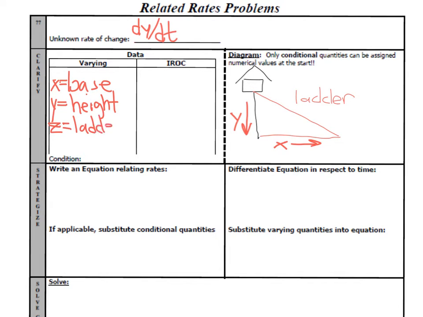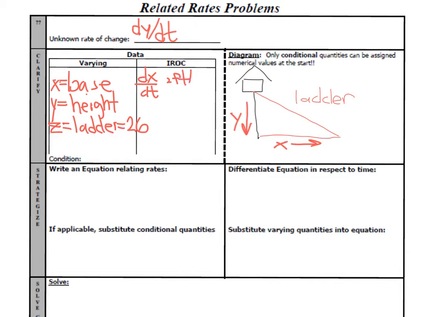Now we are told that the ladder is 26 feet long. Now that is a constant. So I'm going to say that is 26. I only put constants down initially when I read it. Now, do I know any rates of change? Do I know the rate of change of x? Yes, they tell me that the security dog is pulling the ladder away at 2 feet per second.